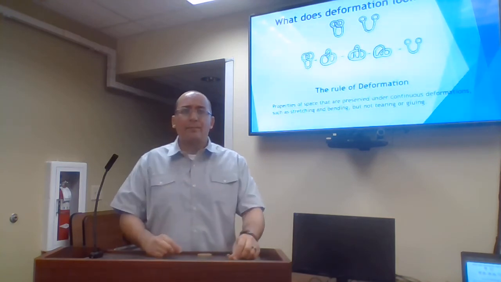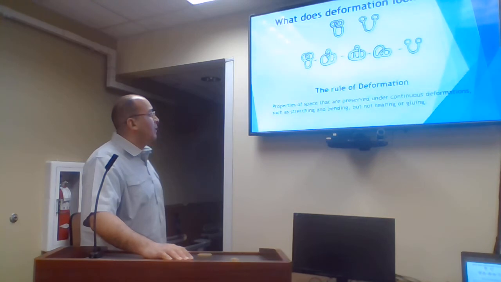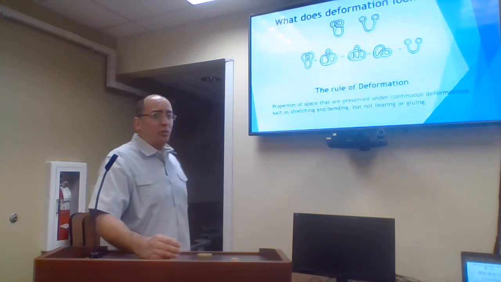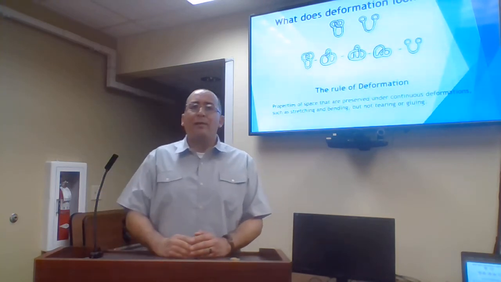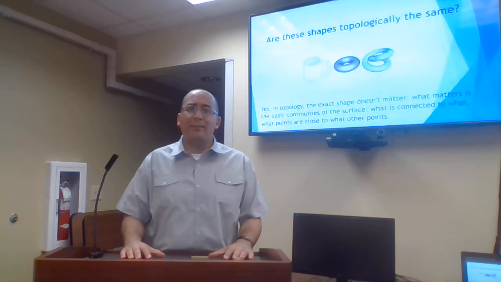What does deformation look like? The rule of deformation: properties of space that are preserved under continuous deformations, such as stretching and bending, but not tearing or gluing. From the viewpoint of topology, they are all the same shape.